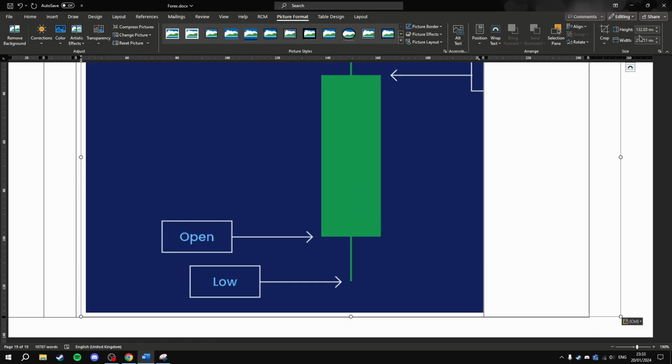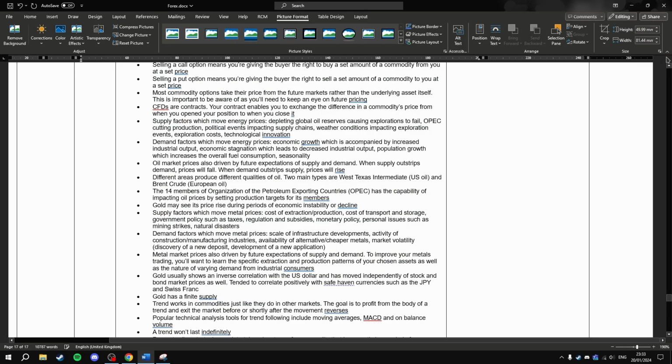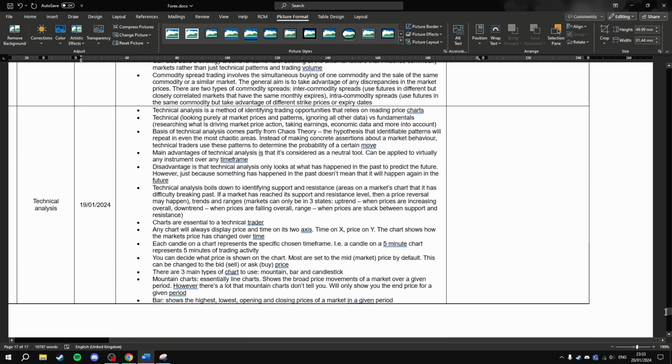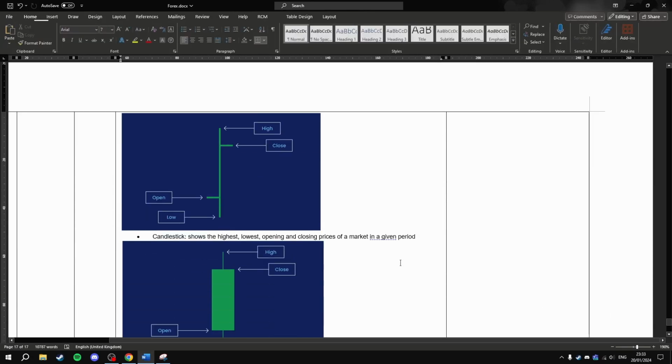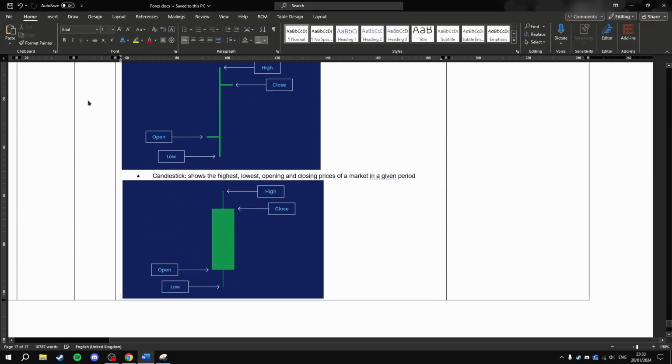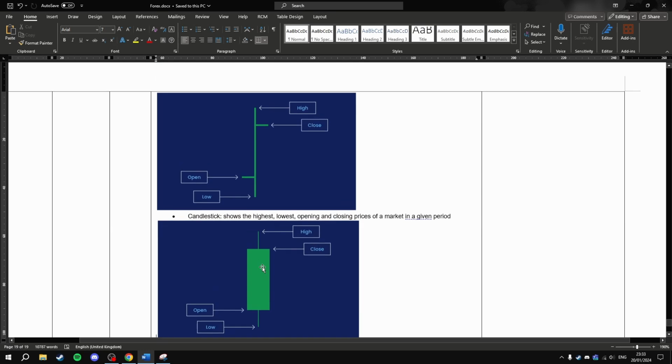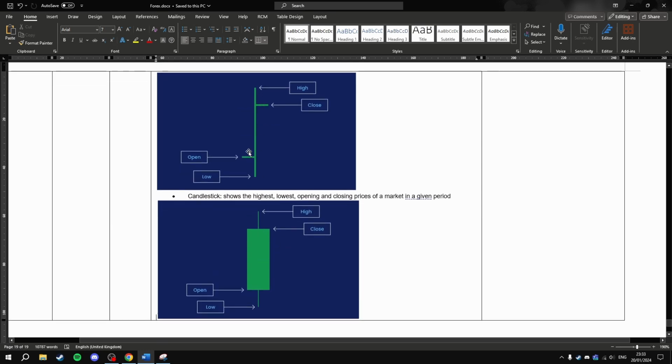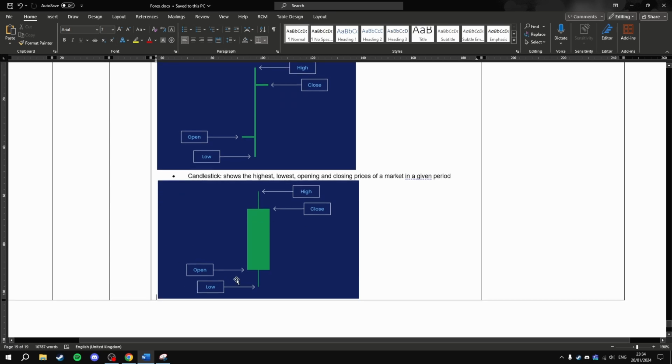Let's see. 49.99. Yeah, it's just that bit's more. The candlestick is just more symmetrical, I guess.